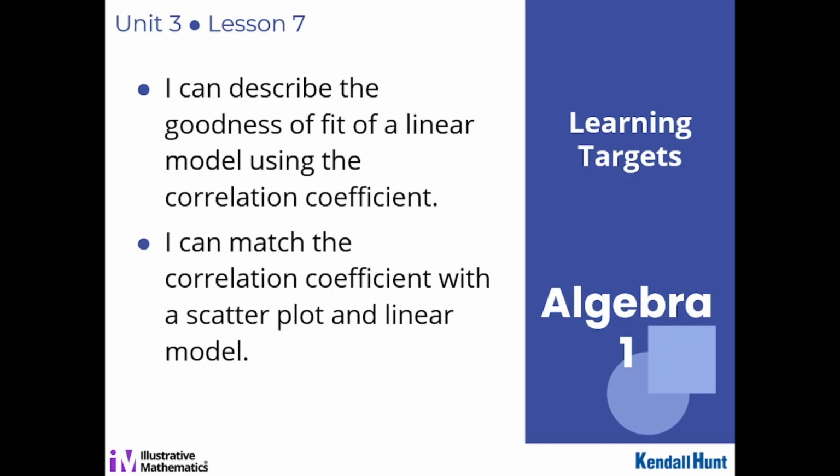Learning target number 2, I can match the correlation coefficient with a scatter plot and linear model. So the idea is, if you are given this correlation coefficient that we're going to talk about, and you are given different scatter plots and their lines of best fit, can you match that up? Do you understand what the correlation coefficient represents when it comes to a scatter plot and its line of best fit?